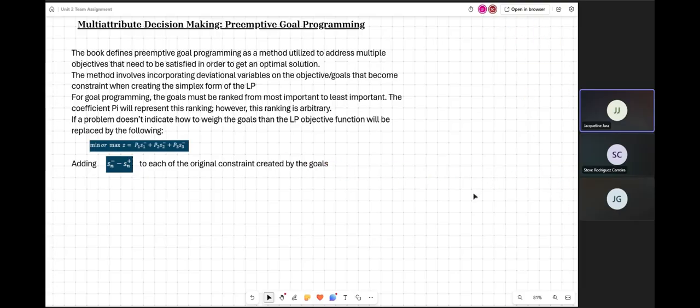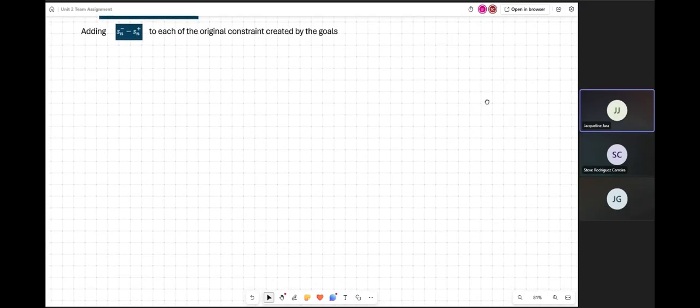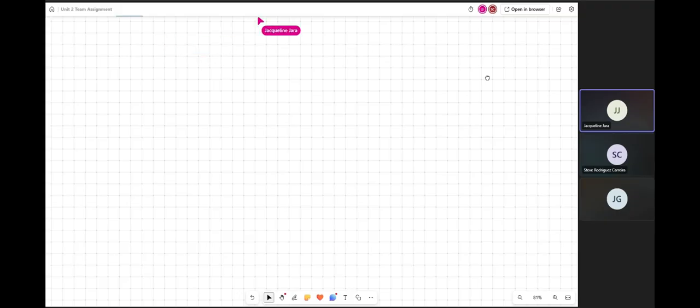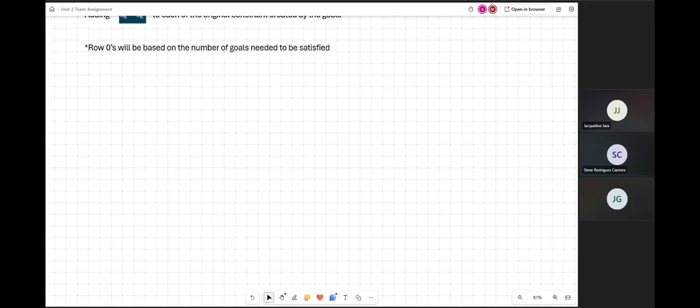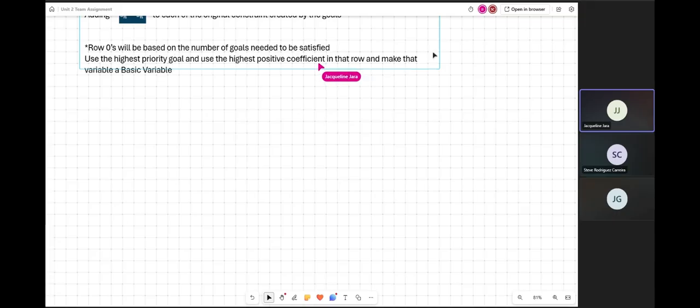The basic steps of goal programming with the simplex method is that row zeros will be based on the number of goals needed to be satisfied, and then you would use the highest priority goal and find the highest positive coefficient in that row to make that variable a basic variable. But there's the exception that if that variable with the highest positive coefficient has a negative coefficient in row 0, then it cannot be used and you'd have to move on to the next goal.